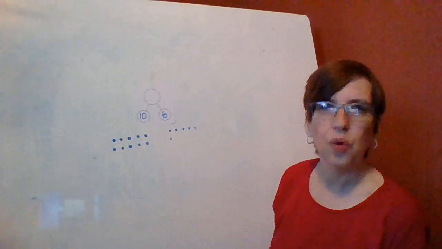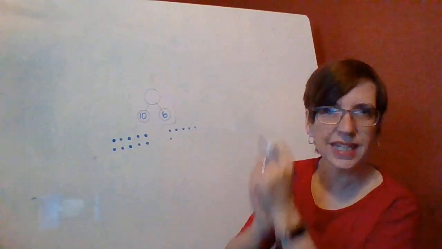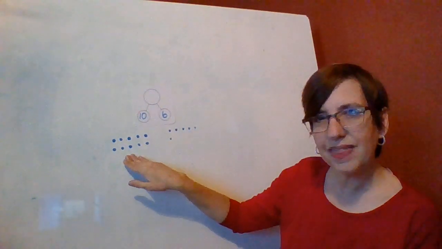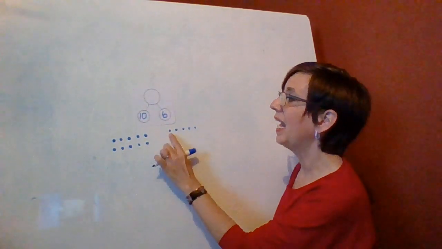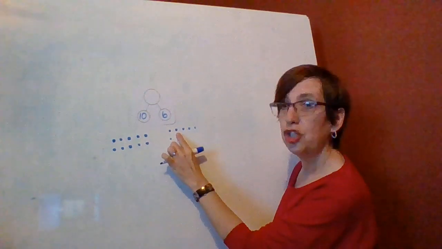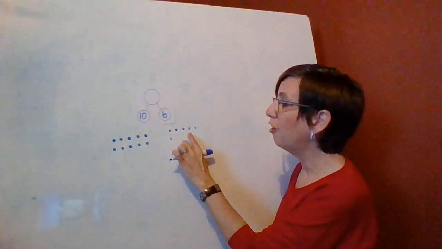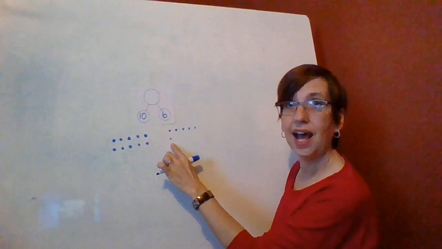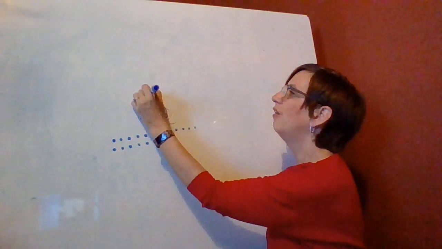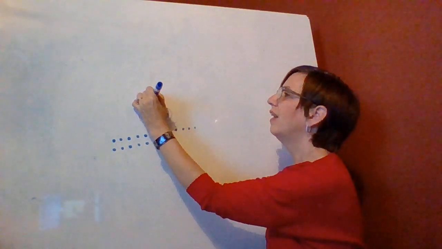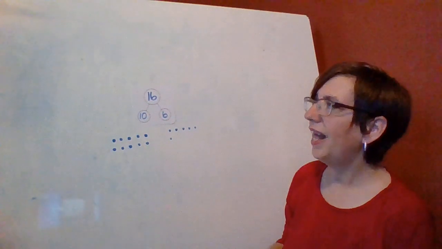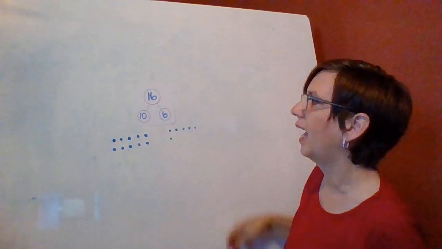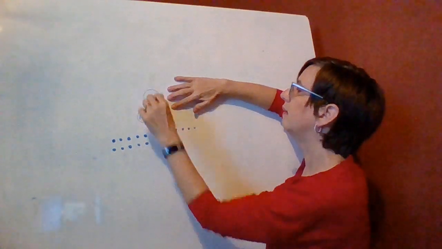What's our whole? What would be all of our numbers together? Let's start with the 10 and we're going to count on from there. So we have 10, 11, 12, 13, 14, 15, 16. Very good. And that would go up in our whole because we take our two parts and we put them together. All right, let's try another one.